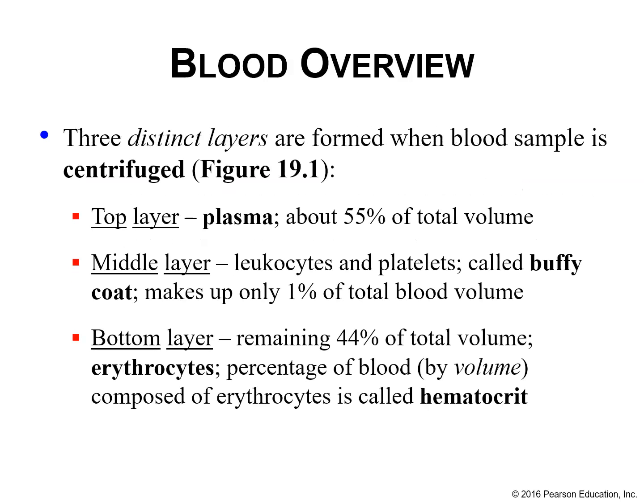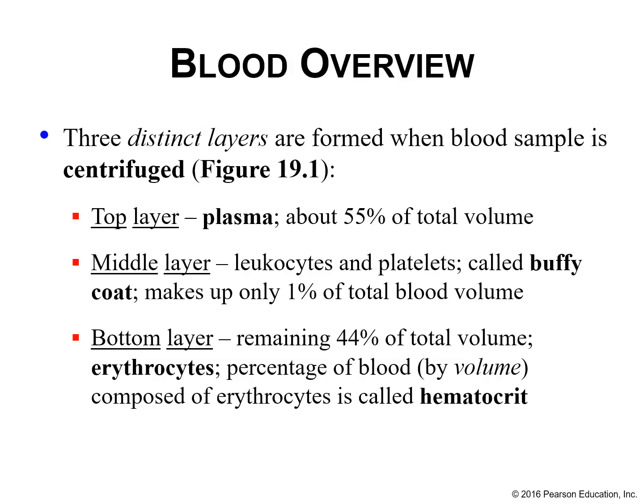So the three distinct layers that are formed in your blood sample once it's centrifuged are, basically, the plasma, which is about 55% of the total volume. It's going to separate as the top layer because, since it's mostly water and proteins and small solutes, it'll separate out on top. But it represents the largest percent of your blood sample.